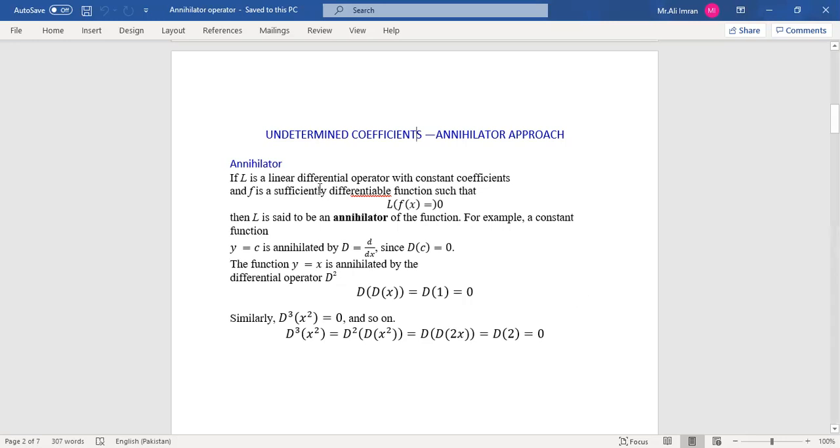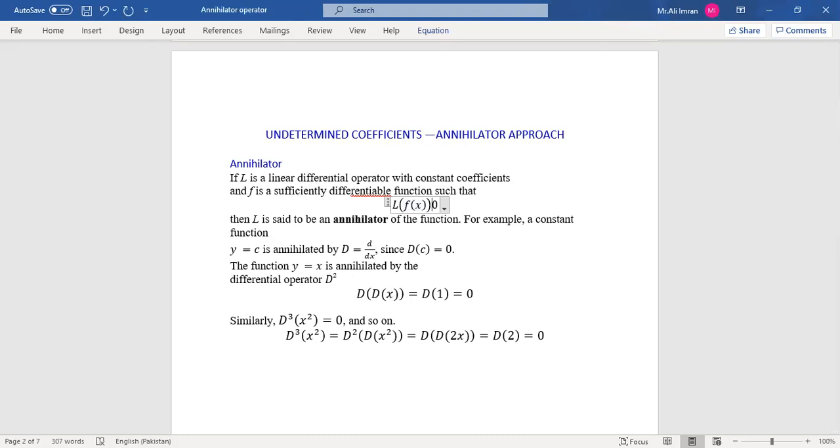If L is a linear differential operator with constant coefficients and f is a sufficiently differentiable function such that when L is applied on that function it reduces the function to zero, then L is said to be an annihilator of the function.